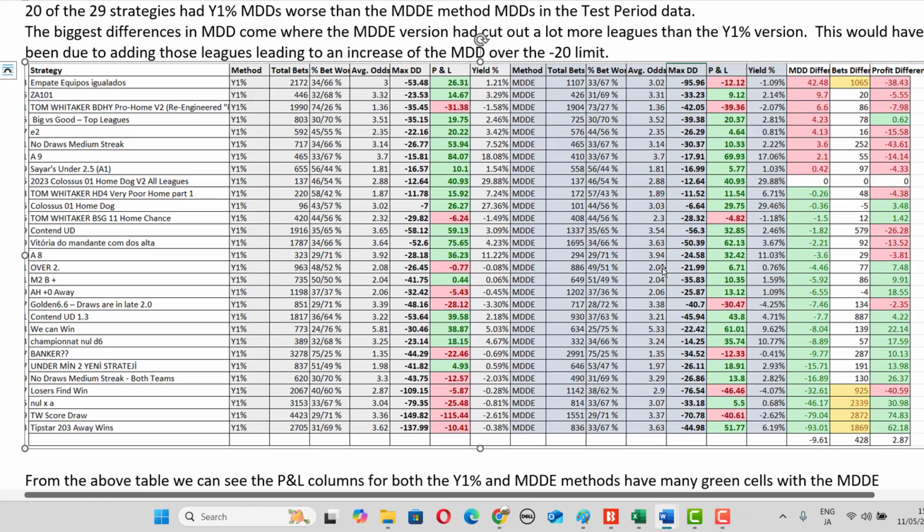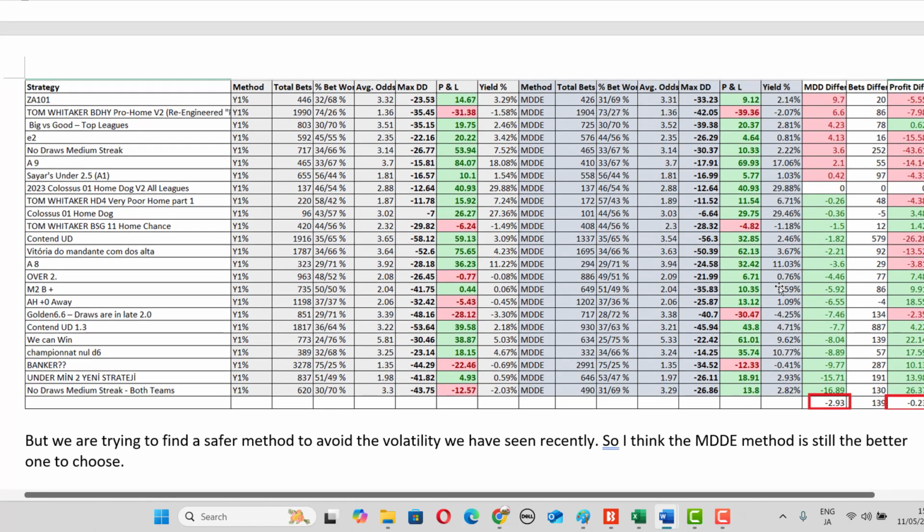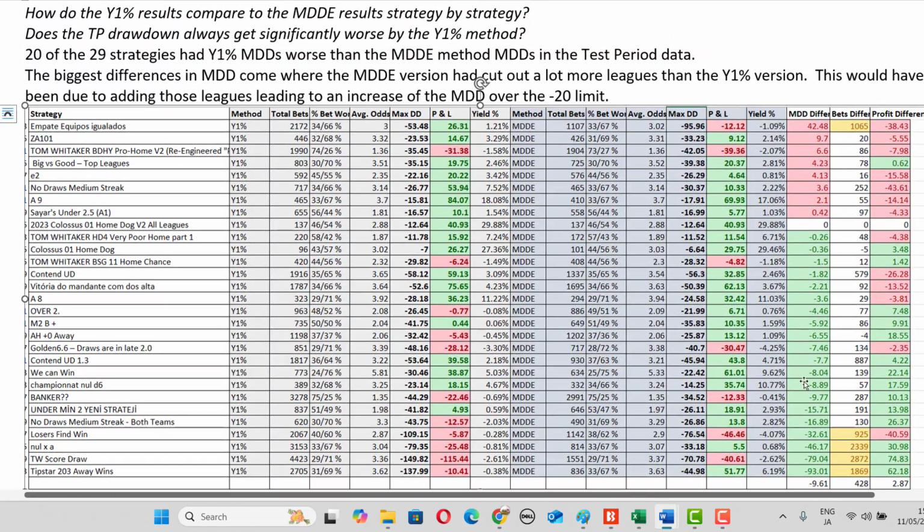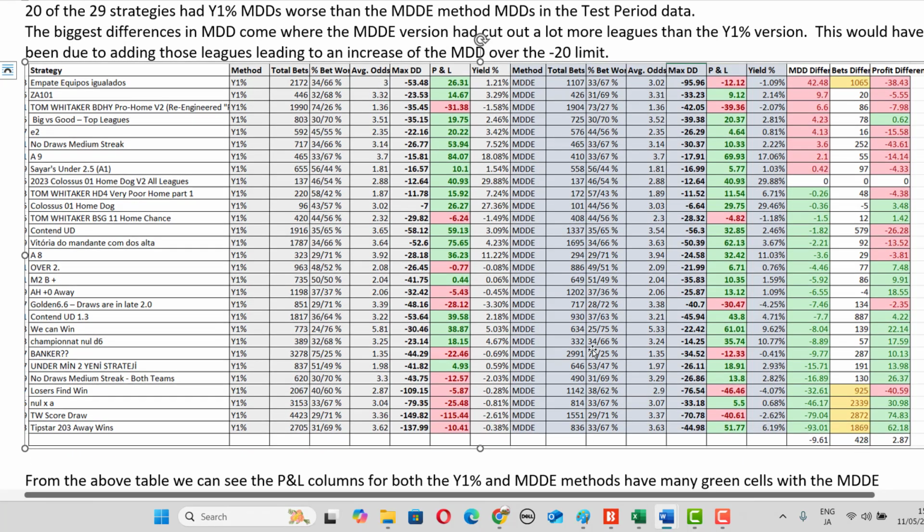So I would say that the MDDE method is still better than the 1% yielding method. It has better drawdowns and has a slightly better profit result as well. If we remove the outliers, then we see that the results are overall quite similar actually, but we don't want to just prepare for positive thinking. We want to prepare for all situations, including the big winners and losers. So what I found here was that the MDDE maximum drawdown was similar to the 1% yielding league's drawdown, but slightly better.